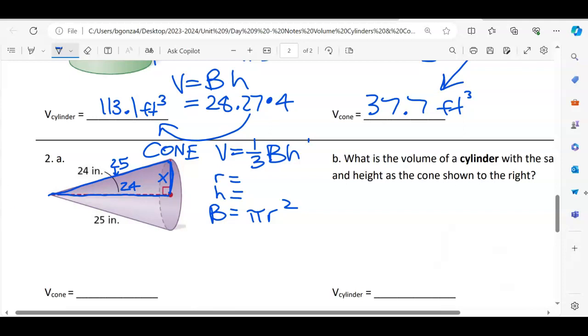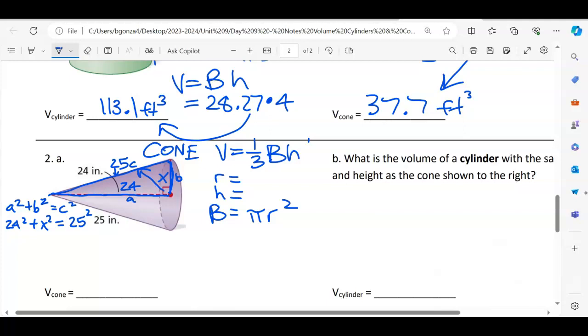Do you see that we have a 24, x, and 25 right triangle? So I want to use my a squared plus b squared equals c squared Pythagorean theorem. We have a and b next to 90. C is across from 90, right? So it's going to be 24 squared plus x squared equals 25 squared. You have to use Pythagorean theorem to figure out the radius. It's not there and you can't just guess it. Okay, you got to figure it out.